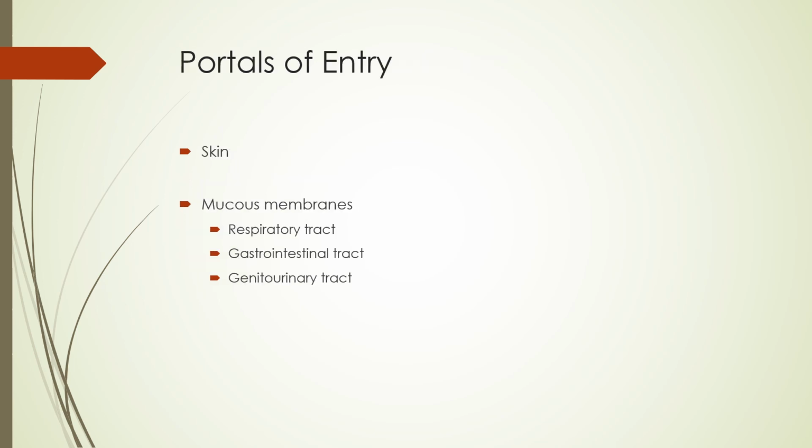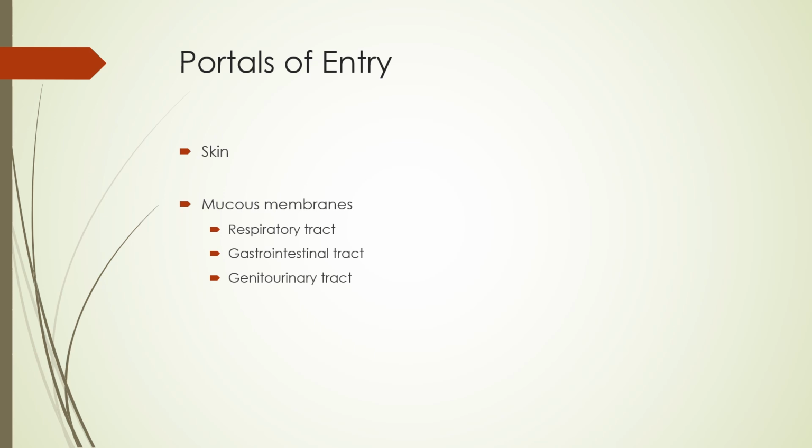Now, how an infection or an infectious agent gets on or within the body is called a portal of entry. Skin can be a portal of entry. For example, Staph aureus can go through the skin and cause impetigo. Another portal of entry could be mucous membranes, including the mucous membranes of the respiratory tract, the gastrointestinal tract, and the genitourinary tract. In the respiratory tract, if the mucous membrane is damaged, you can catch things such as influenza virus. In the gastrointestinal tract, if the mucous membranes are compromised, you can get things such as Clostridioides difficile, also known as C. diff.